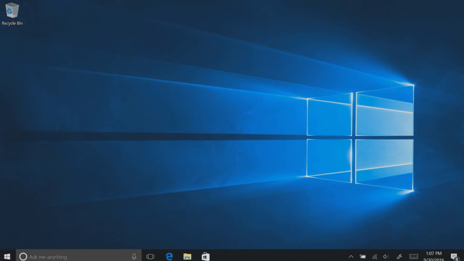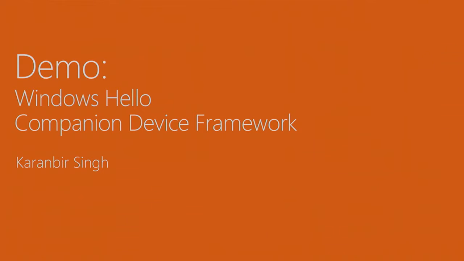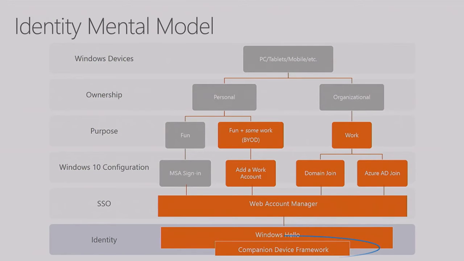Switch back to the slides. All right. So let's add that little piece. So the Windows Hello, this is at the bottom of your screen now, the companion device framework and how it dovetails into Windows Hello and how all of the other stuff works. Now, how many of you have heard of pass the hash attacks?